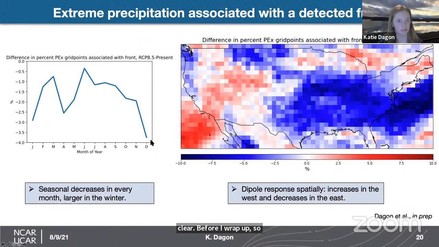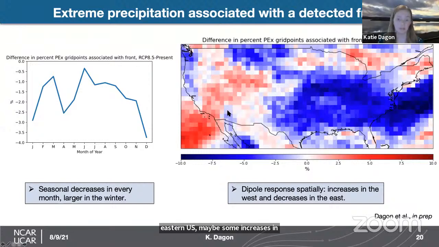So this is the difference in seasonality, where you can see it's negative, so it's a decrease in all seasons with RCP 8.5, more so in the winter. And then kind of an interesting dipole response, which we're still trying to dig into spatially, in terms of decreases in the eastern US, but maybe some increases in the western US.